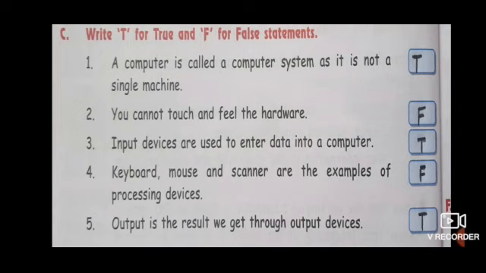C. Write T for true and F for false statement. So first is, a computer is called a computer system as it is not a single machine. True. You cannot touch and feel the hardware. False. Input devices are used to enter data into a computer. True. Keyboard, mouse, and scanner are the examples of processing devices. False. Output is the result we get through output devices. True. So the correct answer is true, false, true, false, true.